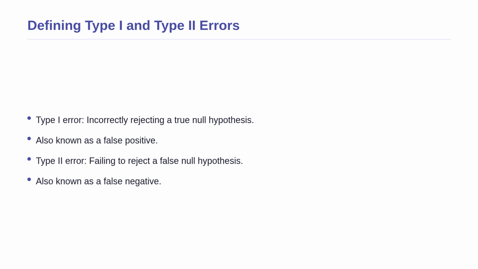Conversely, a type 2 error occurs when we fail to reject a false null hypothesis. This means we miss a real effect or fail to detect a disease that is actually there. This is commonly referred to as a false negative, representing a missed opportunity for discovery or treatment.